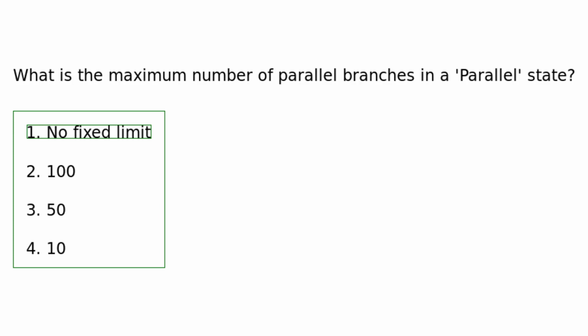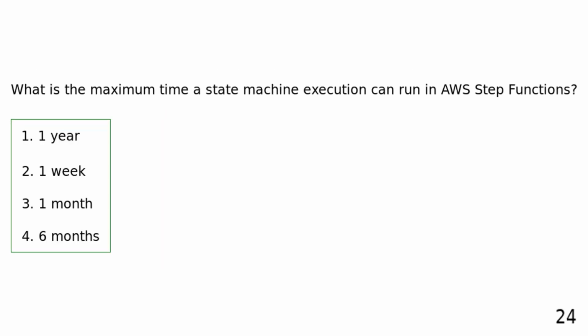What is the maximum time a state machine execution can run in AWS Step Functions? 1 year. 1 week. 1 month. 6 months. A state machine execution in AWS Step Functions can run for a maximum of 1 year, making it suitable for long-running, complex workflows that span months.